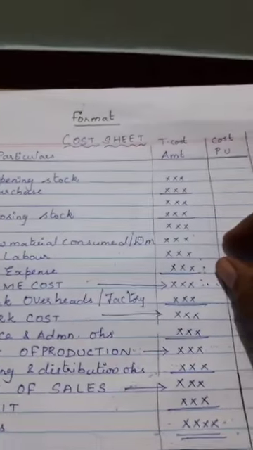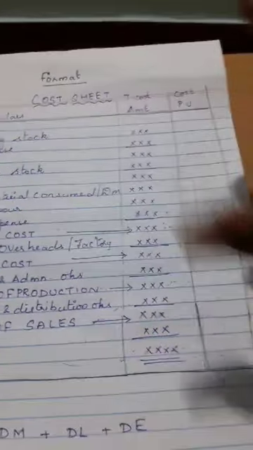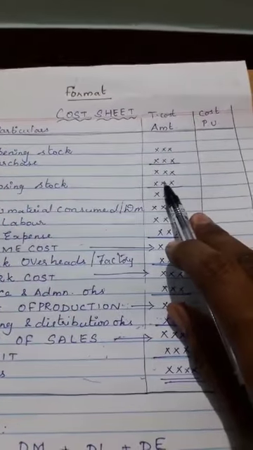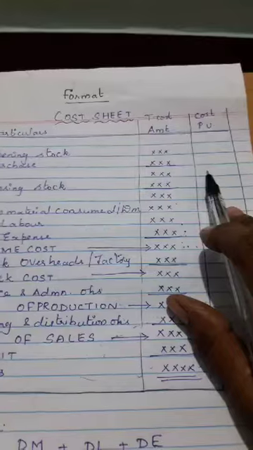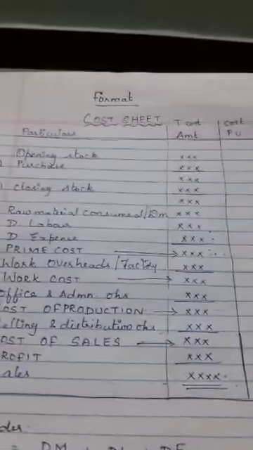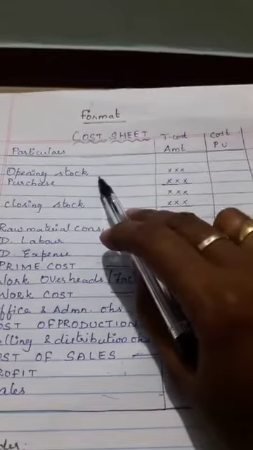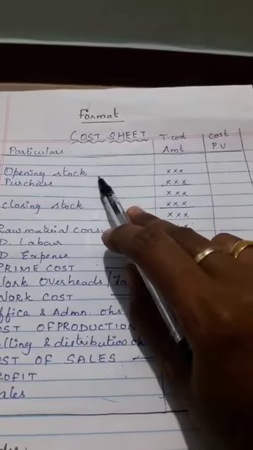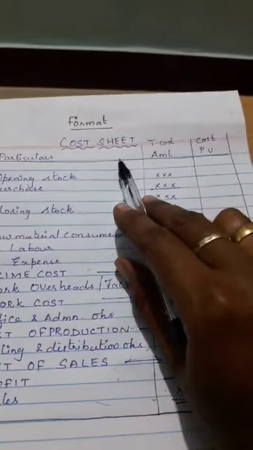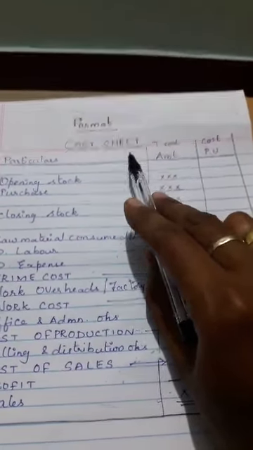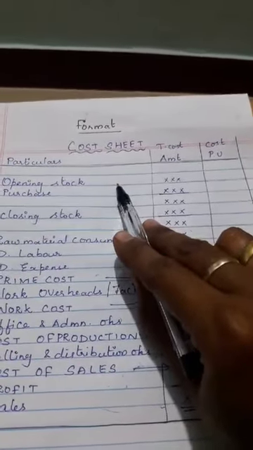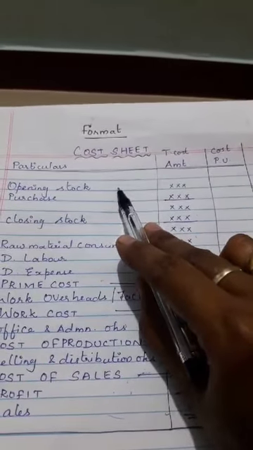Yes, the format of a cost sheet. A cost sheet should appear like this. That is, it should have a particulars column, a total cost or amount column, and a cost per unit column. It is a must. A cost sheet should appear in this way only. Okay, fine. We will start from the first information, opening stock. Opening stock of raw material. Opening stock is nothing but the closing stock of the previous year. The stock which was left over at the end of the previous year will become the opening stock of the current year. That is what is called opening stock.